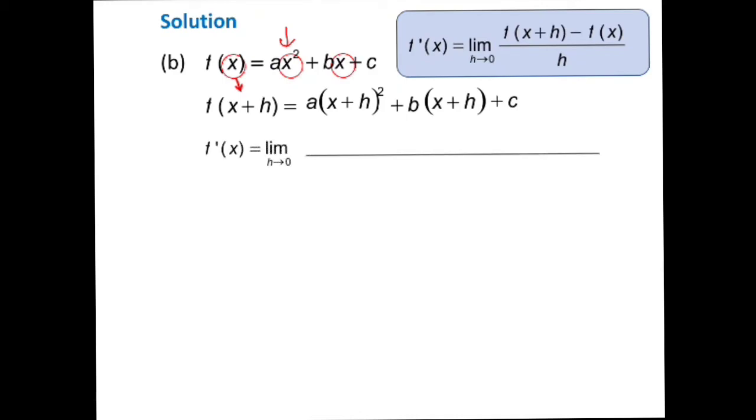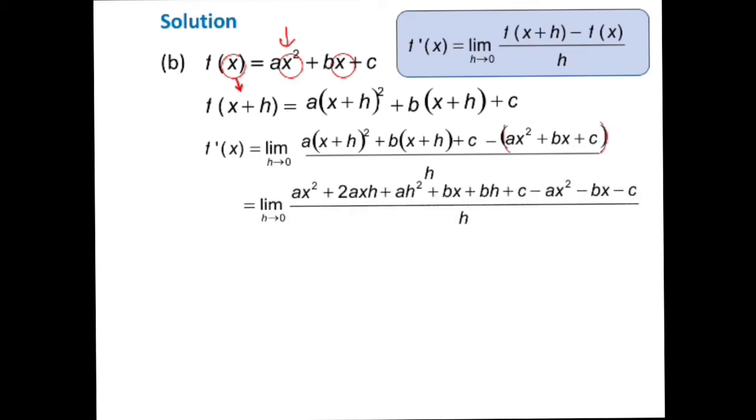Next, substitute into your first principle formula. Minus the function of f(x). Put it in a bracket and write the minus sign in front. Remember to write this bracket, because if not, then you will make a very big careless mistake right from the beginning. Next, simplify your numerator. Expand anything that you can expand. Please do take note that a, b, and c are just constants. They're just like numbers. Expand everything at your numerator and then subtract anything that you can.